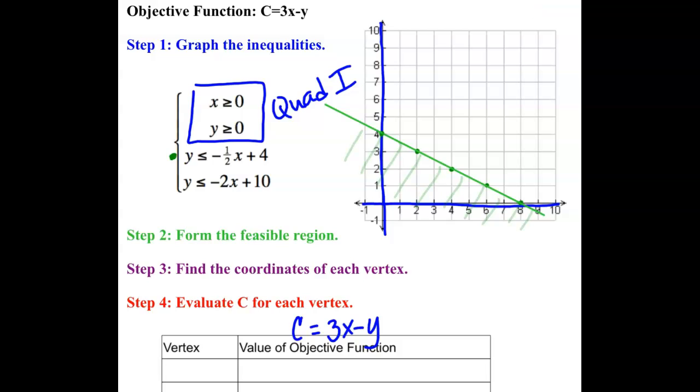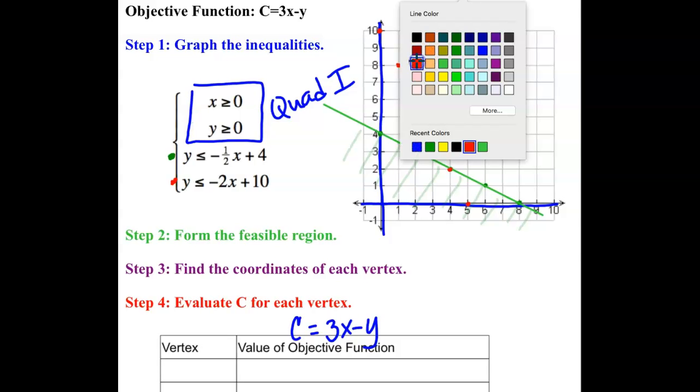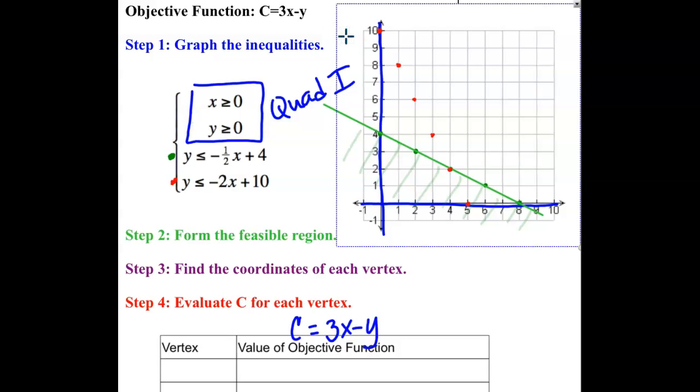And then our next one, y is less than or equal to negative 2x plus 10. So we're going to start up here at 10 and have a negative 2 slope. We're going to draw a line in again. I got to re-angle my line here. All right, and this time we want to be less than that, so underneath.